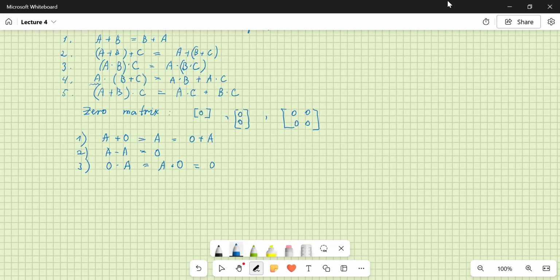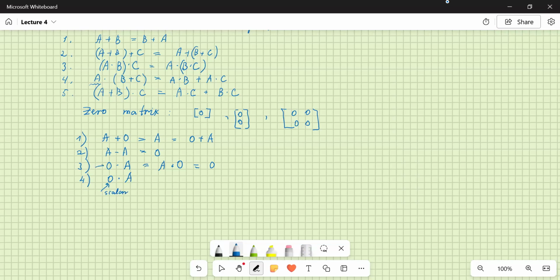Okay, what else? The last property I want you to look at: what is going to happen if you multiply 0 by A, and this one is not a matrix but a scalar?